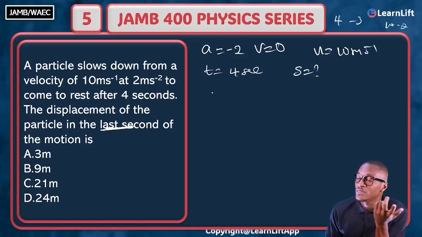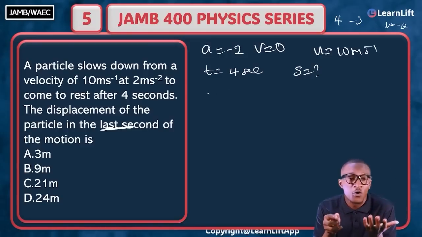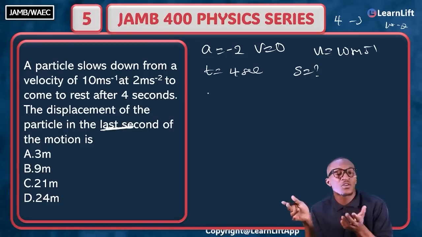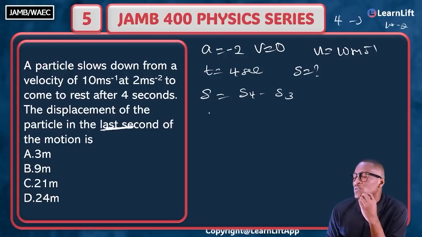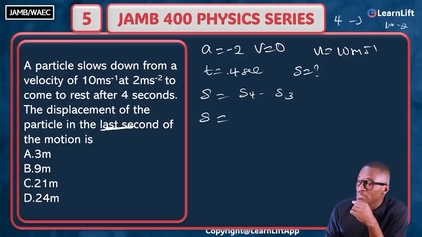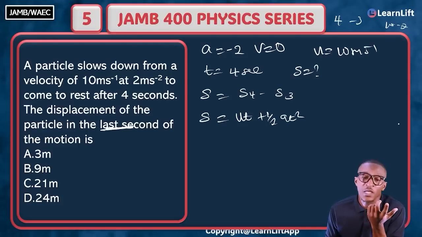So for us to get the distance, we're going to get the distance of the 4th second and get the distance of the 3rd second. So I can practically say x will be equal to S4 minus S3. So let's get the distance. Which formula are we going to use? We have U, we have T, so we're going to use s = ut + half at squared. You know this equation of motion.